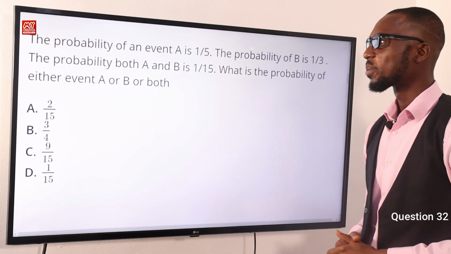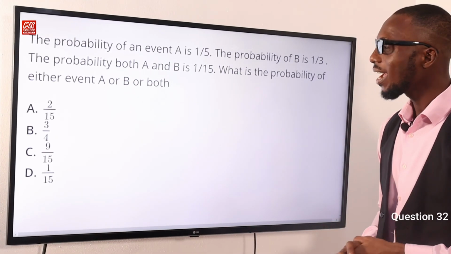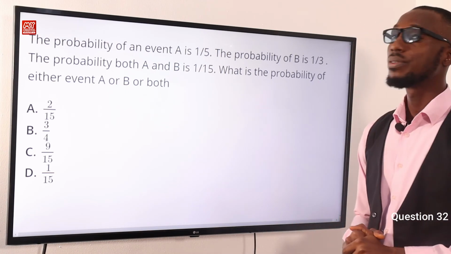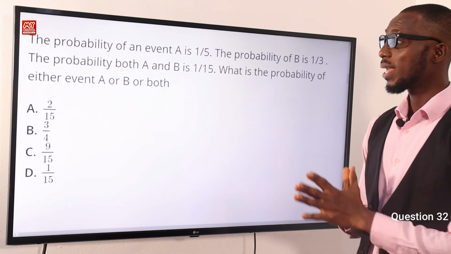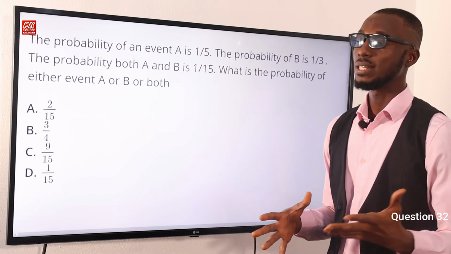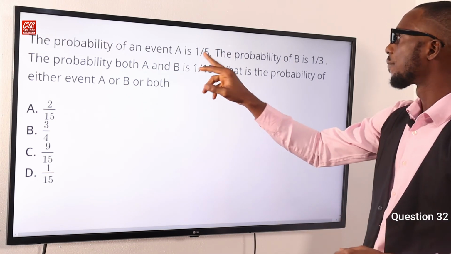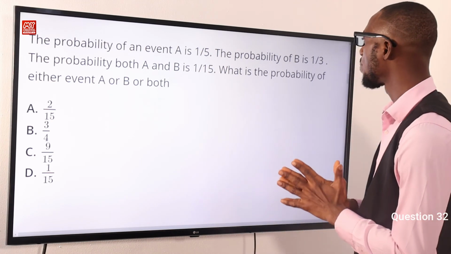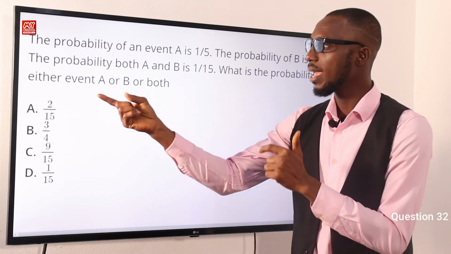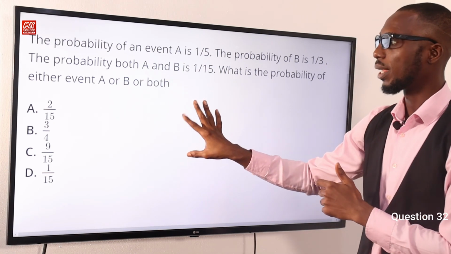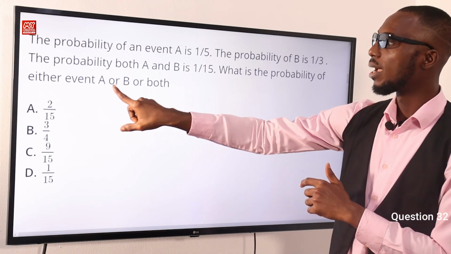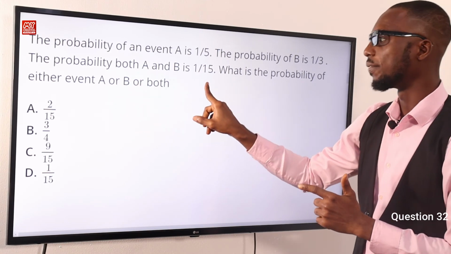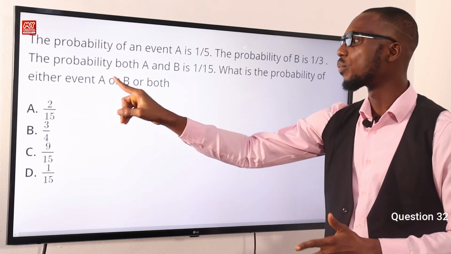Question 32. The probability of an event A is 1 over 5. The probability of event B is 1 over 3. Then the probability of both A and B is 1 over 15. That is gotten from 1 over 5 times 1 over 3, which gives you 1 over 15. So what is the probability of either event A or B or both? A or B means 1 over 3 plus 1 over 5, plus the both, which is 1 over 15.